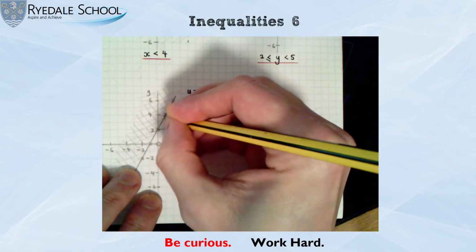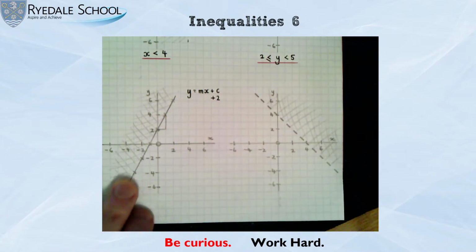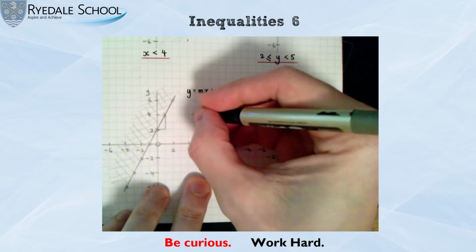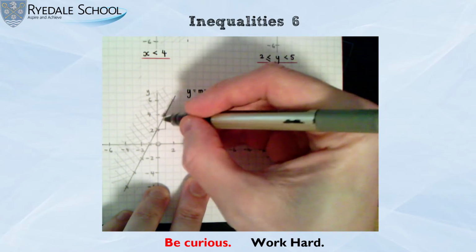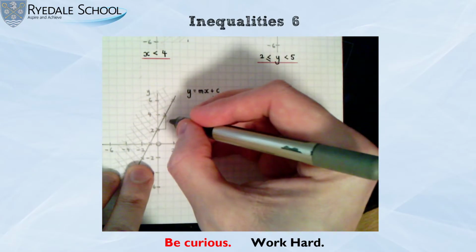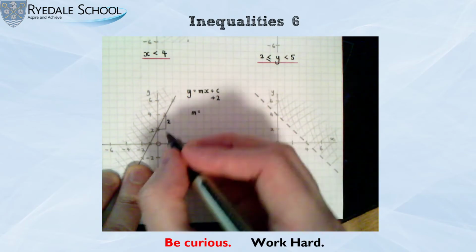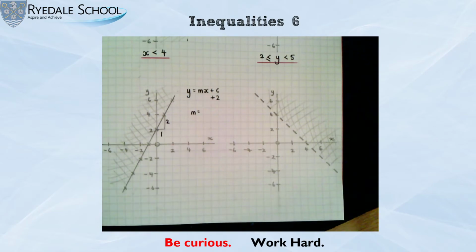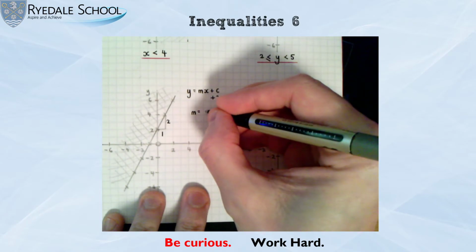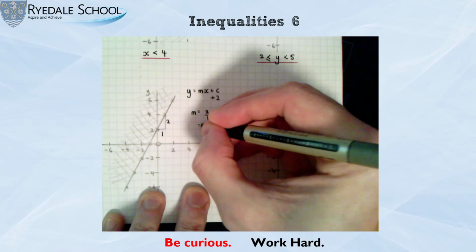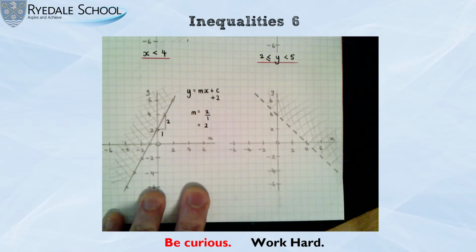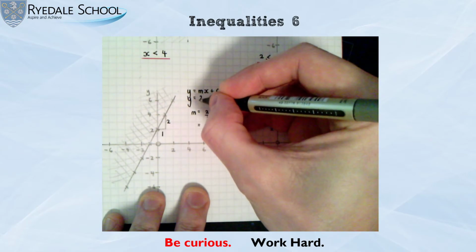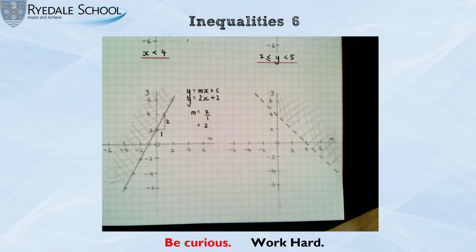I'm going to pick these two, and we form a little triangle. And the formula for working out the gradient is the change in the y, and this is 2, divided by the change in the x, and on this one it is 1. So my gradient is 2 divided by 1, which is 2. So the whole equation of this line is y equals 2x plus 2.